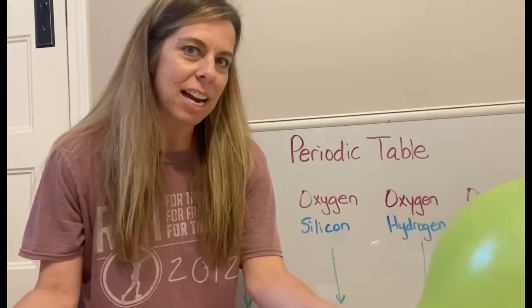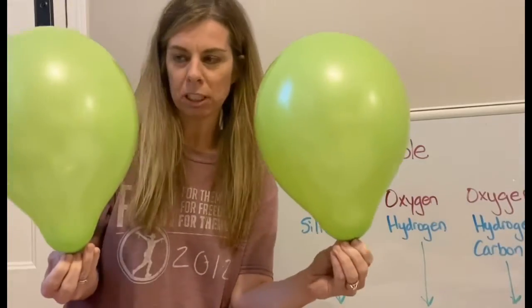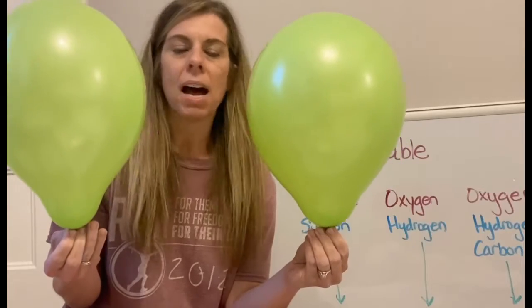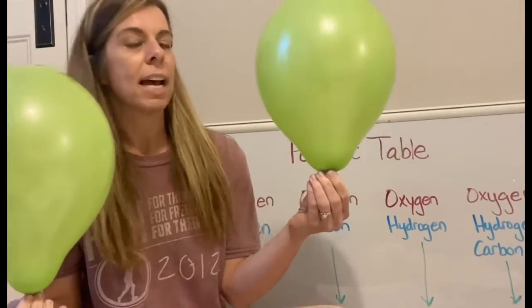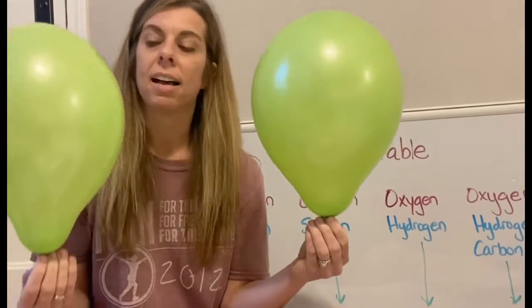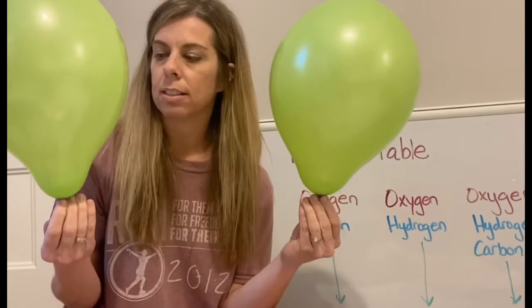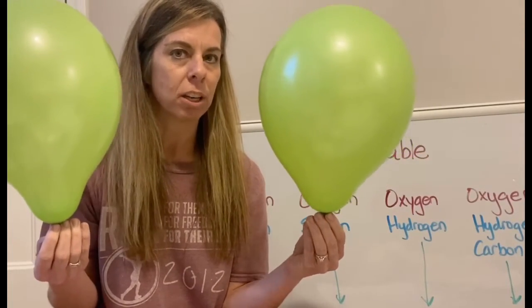I want to introduce you guys to something called the periodic table. If you look at these two balloons, they look exactly identical, right? But inside they contain two different elements. One has oxygen and one has helium in it. You can't tell the difference from the outside because it looks the same, but it's two different types of gases that we can't see with our eyes.